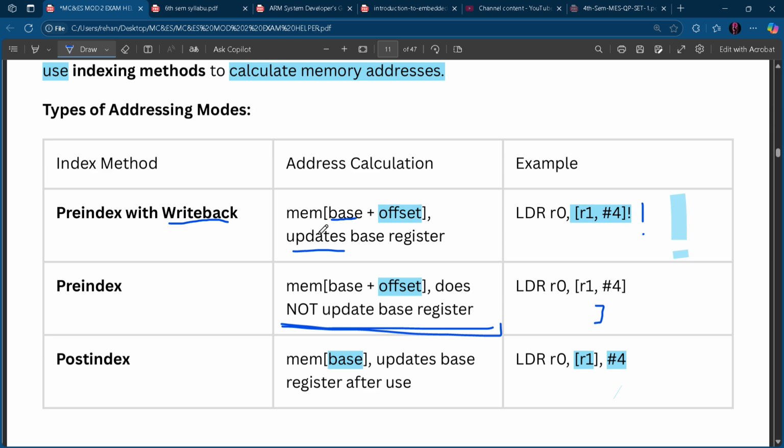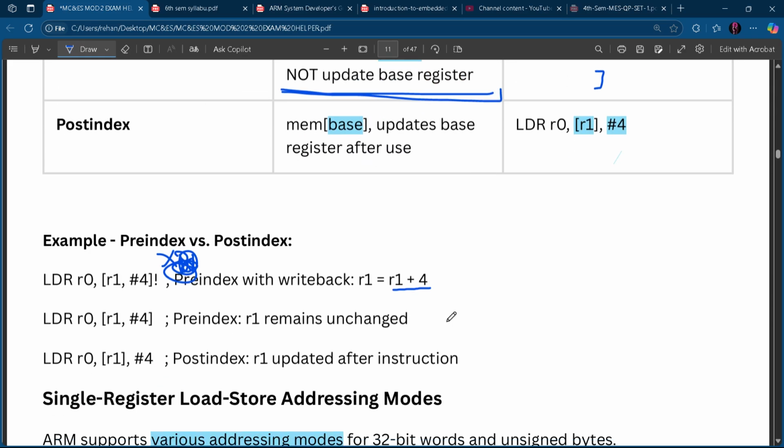Always remember, memory base plus offset updates the base register. Same way in post-index, remember, everything won't be under this bracket. This bracket will be separated. It will do the hard work but take the salary later. Here it will take the salary and then do the hard work. Just understand it like that.